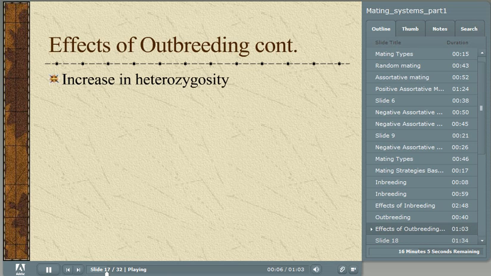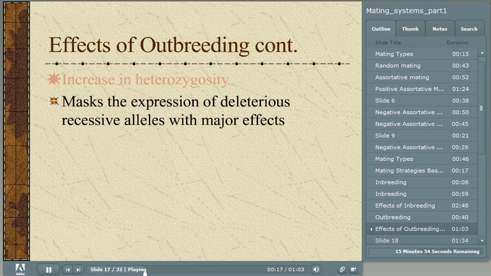Now, the effects of outbreeding are several, and it increases heterozygosity. So let's think about this. If we're talking about inbreeding and we're saying outbreeding is the opposite, inbreeding increases homozygosity, outbreeding increases heterozygosity, and it also masks the expression of the deleterious recessive alleles with major effects.